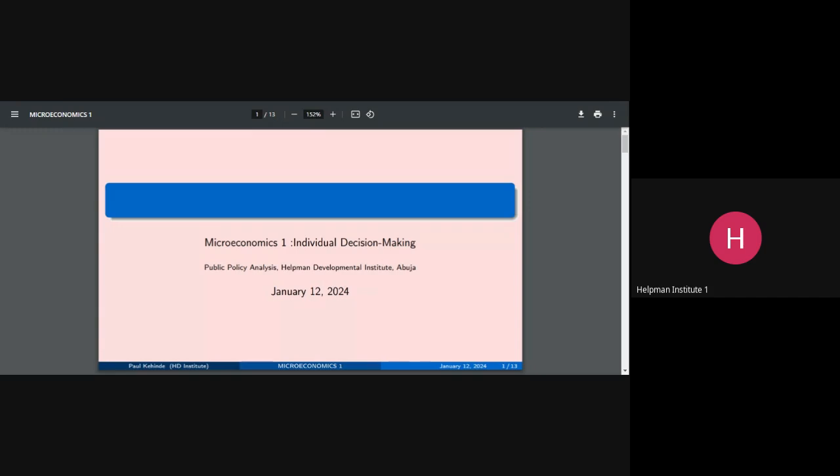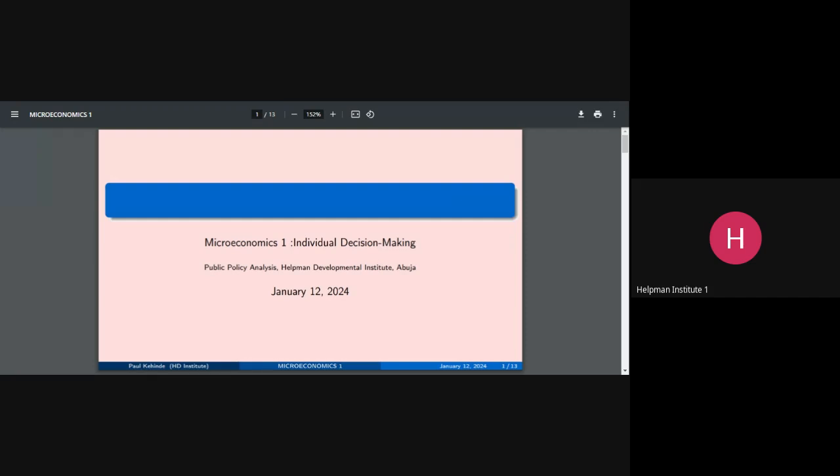So in the last class, we were able to discuss the concept of individual decision making. This class is a tutorial class. We want to revisit everything we discussed in the last class and also complete the entire lecture. So the topic is individual decision making.